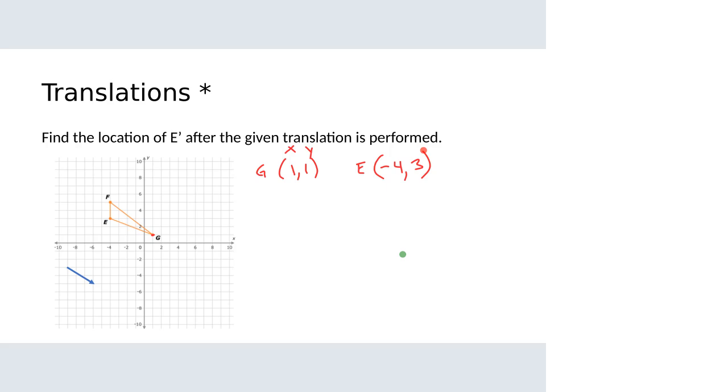Now, what we want to do is go down here and take a look at this translation and figure out where point E is going to move to become E prime. So let's see, that's down 2 and over 1, 2, 3. So down 2, over 3. That's how we need to move.